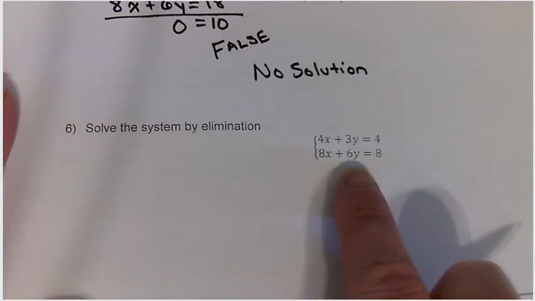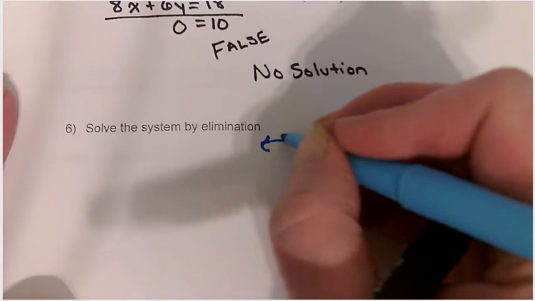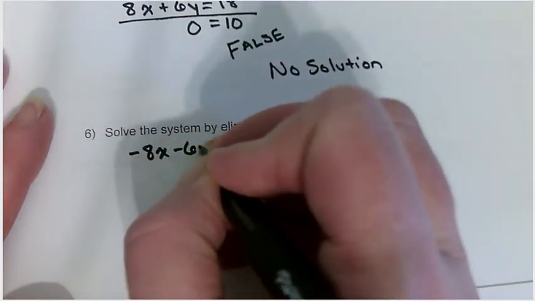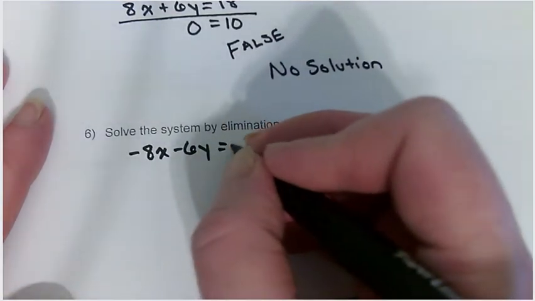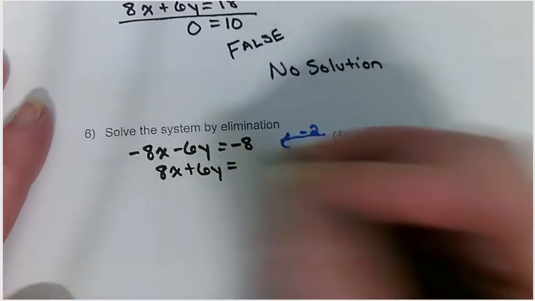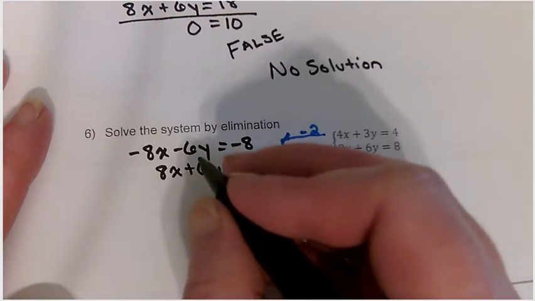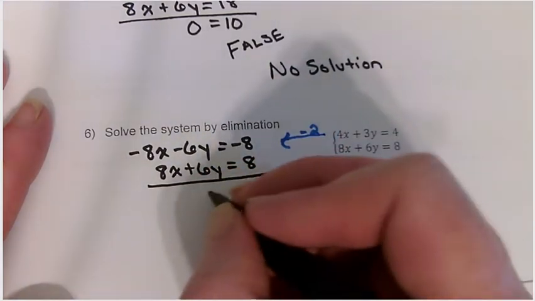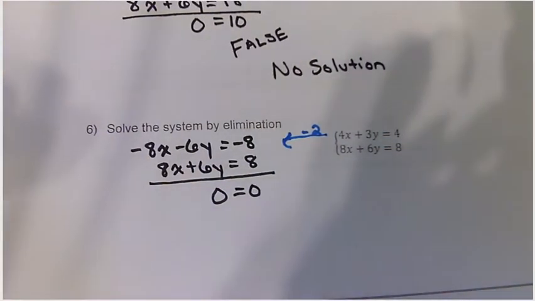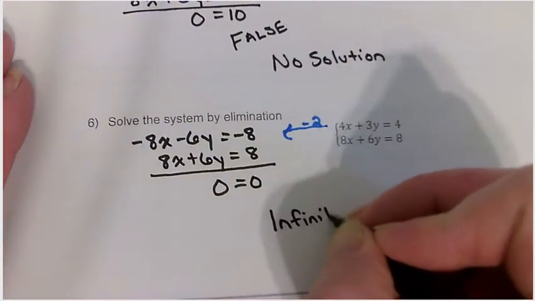The next one's very similar. I have a 4 and an 8, so I'm going to multiply the top one by a negative 2. I don't know why all the examples I'm having to multiply by the same thing. It's weird. And a 4 on the bottom equation. Oh, the bottom equation is exactly the same but with different signs. What that tells me is that they are the same equation. So this is really infinite solutions.